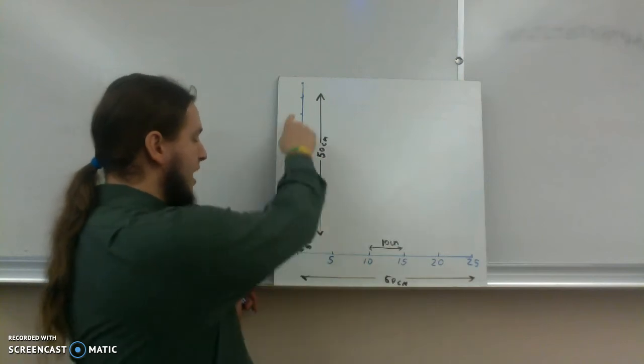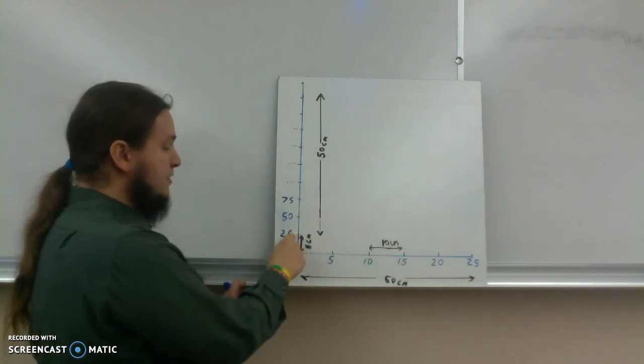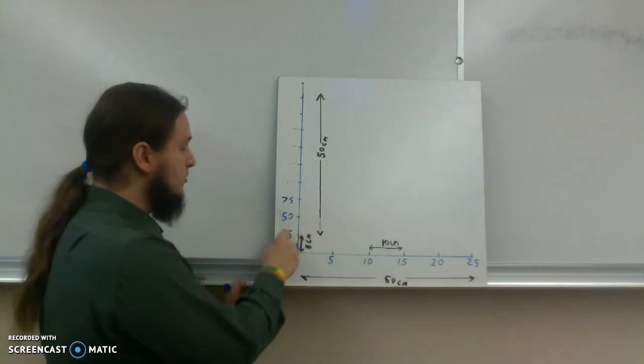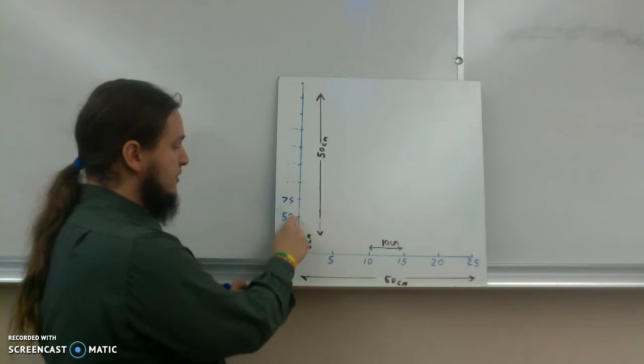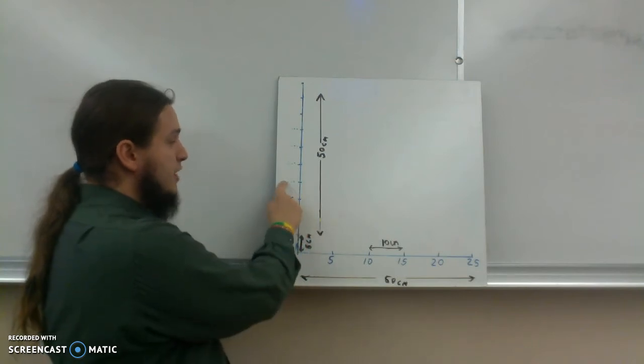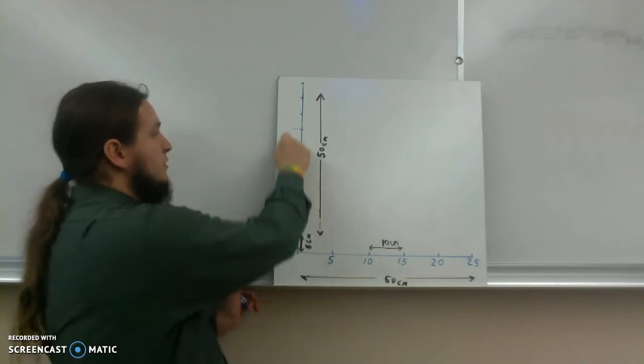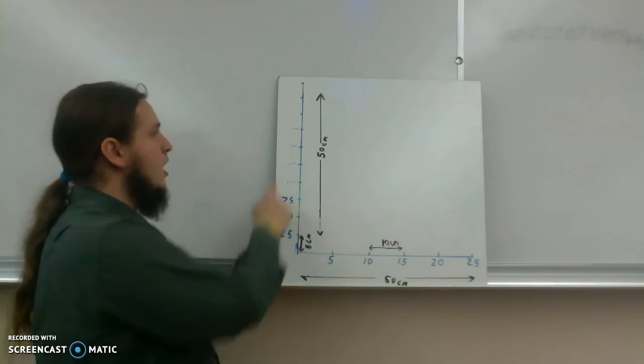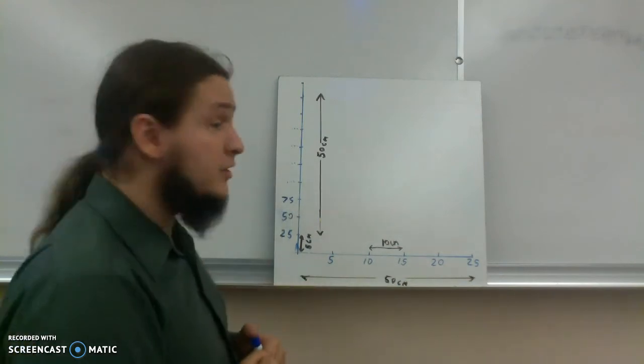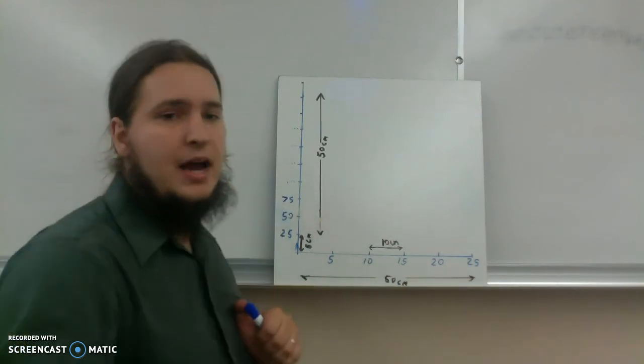And then on the y-axis, every tick mark is 25 marbles. So that's 25 marbles, 50 marbles, 75, then 100, and so on until you've labeled all of them up to the top. Now pause this video and with your group, get that set up.